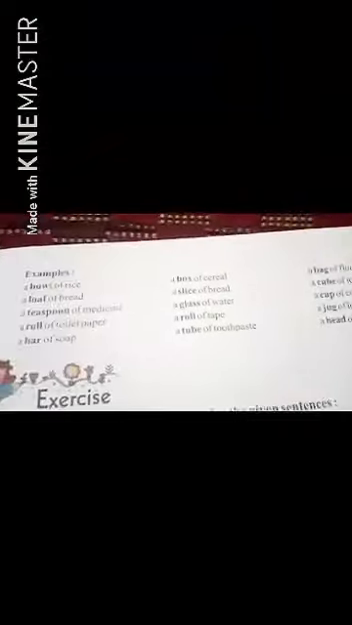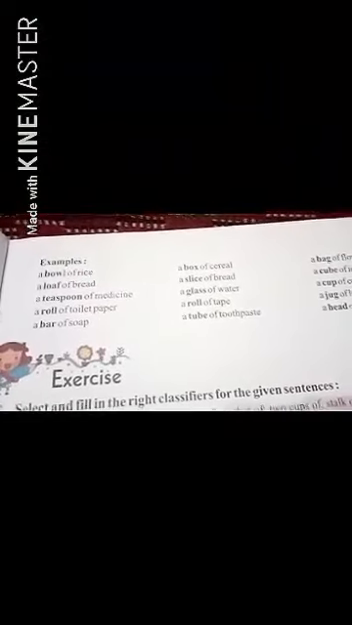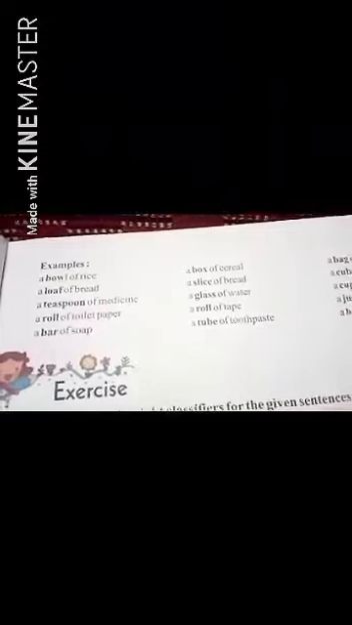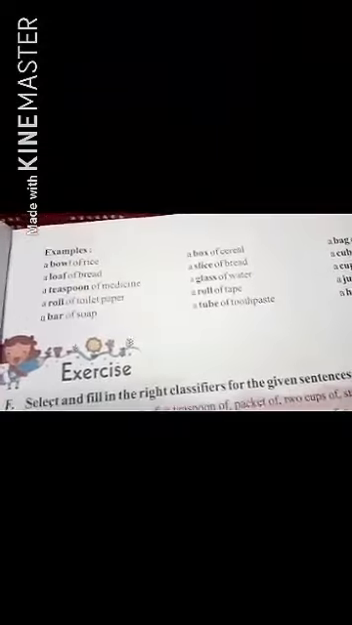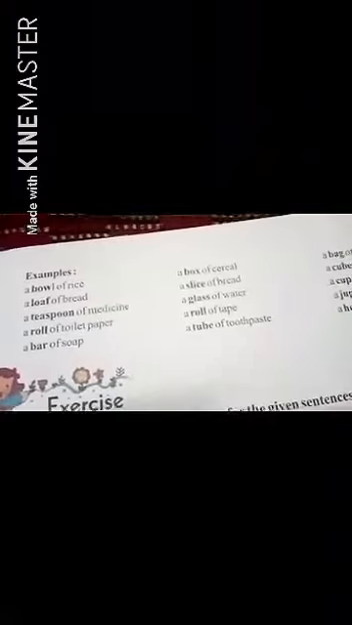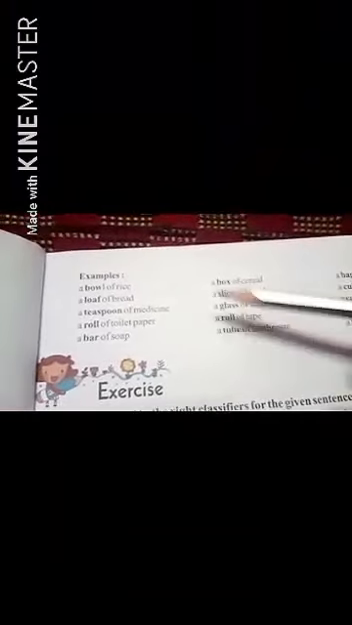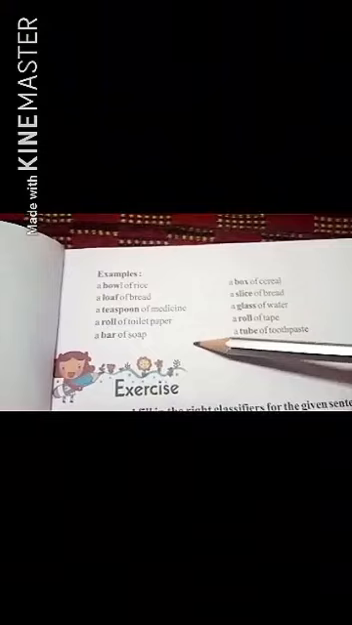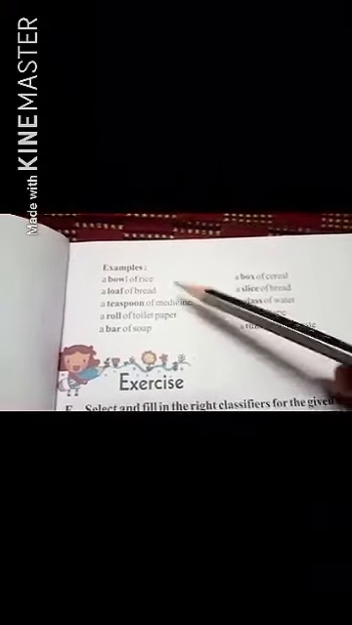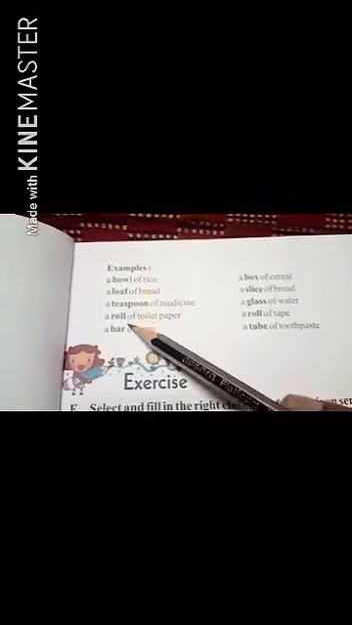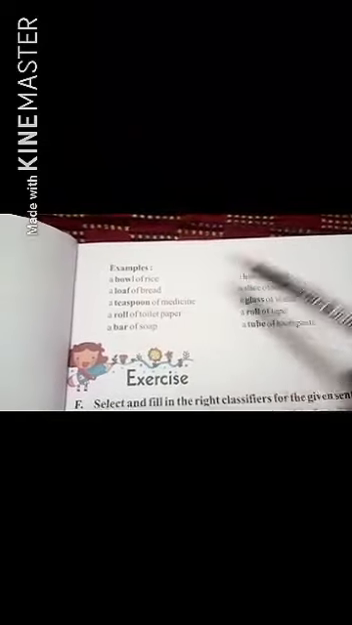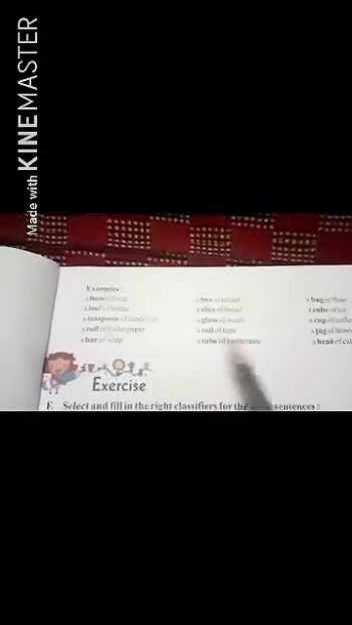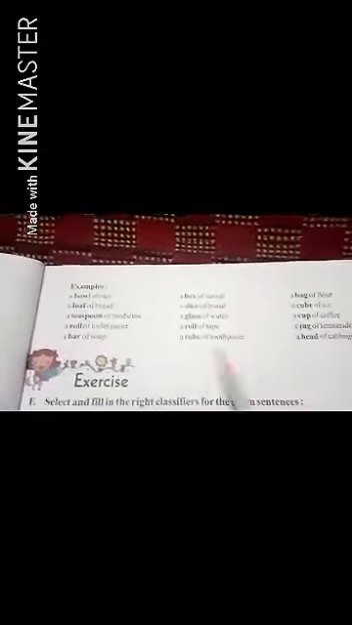So, these are some examples to measure the uncountable nouns. A bowl of rice, a loaf of bread, teaspoon of medicine, a roll of toilet paper, a bar of soap. These are all uncountable nouns, but you have to measure these uncountable nouns. You have to use these measure words or classifiers to measure all these uncountable nouns. So you have to learn all these words properly.